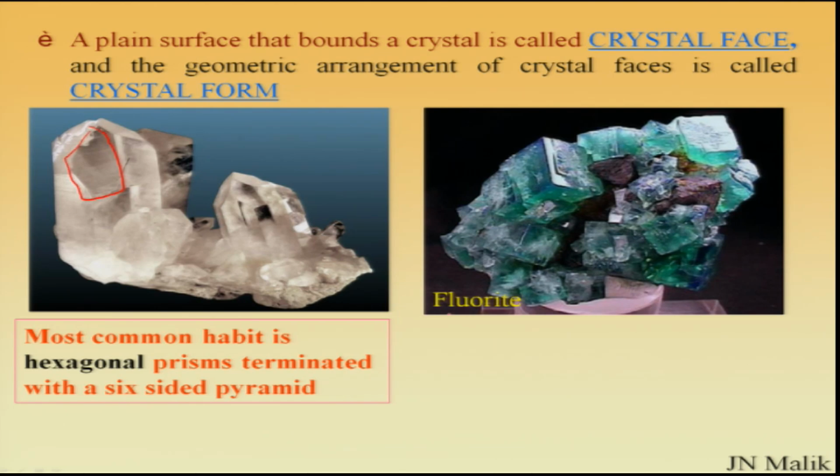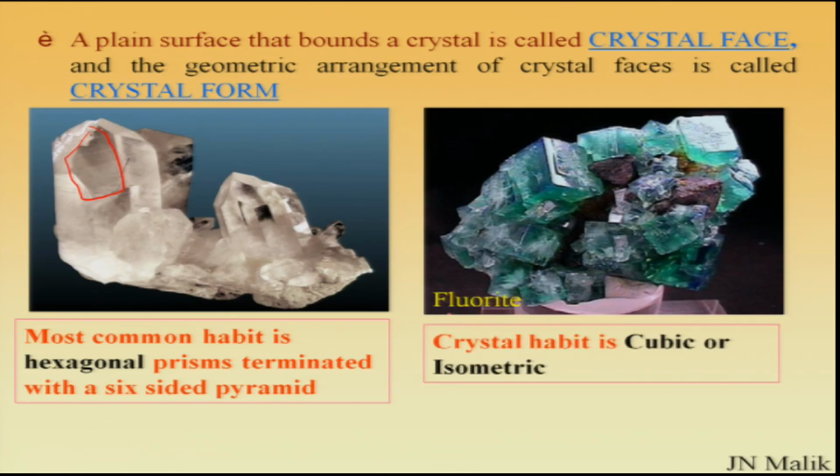And then another example is halite, which is in the cubic form. So, you see almost all faces are at right angles. If you define the crystal face, the plane surface that bounds the crystal is called a crystal face, and the geometric arrangement of the crystal faces is termed the crystal form. So, these are the crystal forms we have: isometric, hexagonal system and all that. We will talk about this in due course.